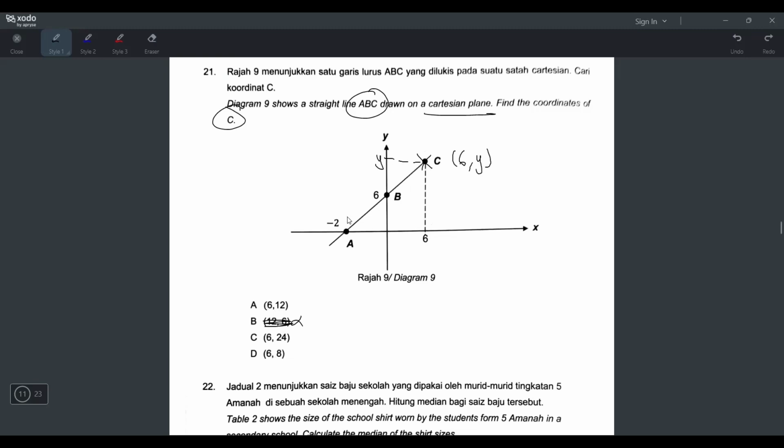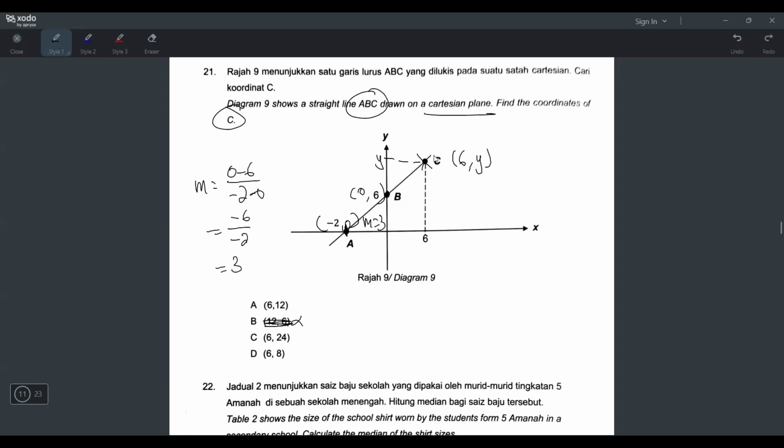Okay, very simple. You find the gradient of AB first. It means you use gradient to find, right? Because if you look carefully here, point A is actually negative 2, 0. Okay, because A is the x-intercept. That is why the y coordinate will be 0. And point B, the x will be 0 because this is the y-intercept, right? And you can find the gradient by using the formula y minus y, 0 minus 6 over negative 2 minus 0. And now you get your gradient negative 6 over negative 2, which is 3, right?